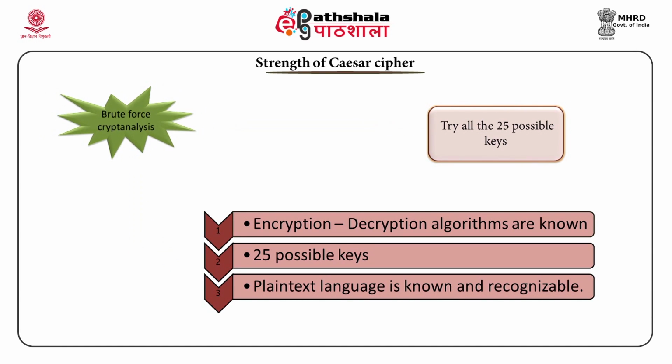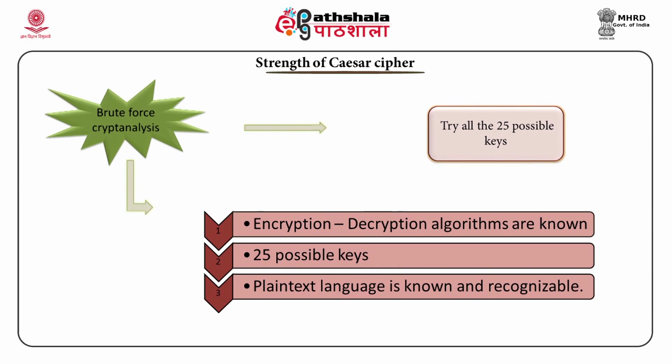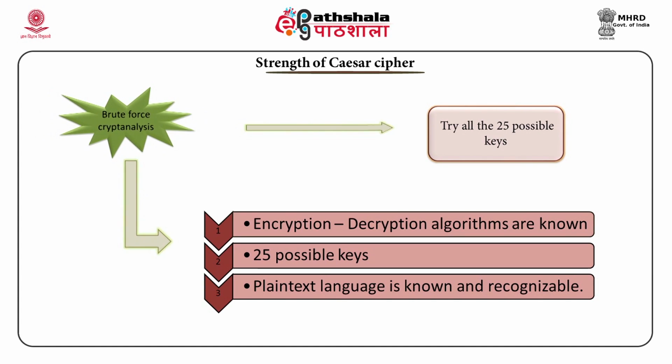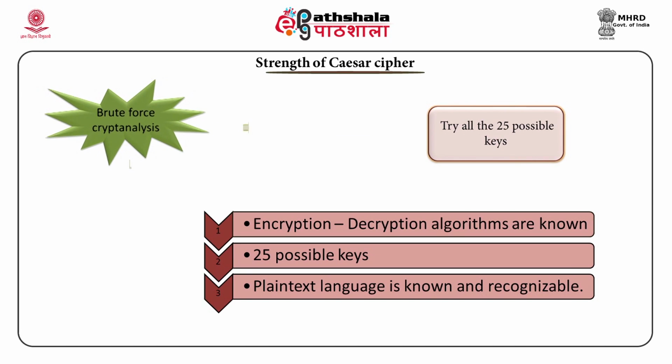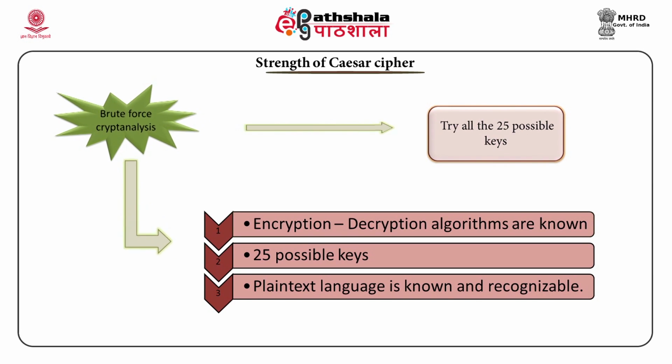What about brute force analysis? Try to remember from module 1, brute force analysis is trying all possible keys. How many keys can be there in the Caesar cipher? There are 25 possible keys. The example which we gave uses only one key, that is 3, but we can use 0, 1, 2, 3, 4, 5 up to 25. So, there are 25 possible keys.